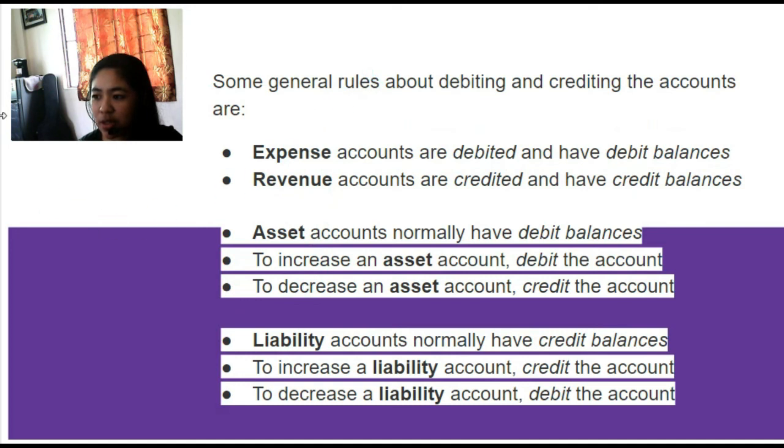So, in debiting and crediting the accounts, we have these general rules for expenses, revenues, assets, and liabilities.